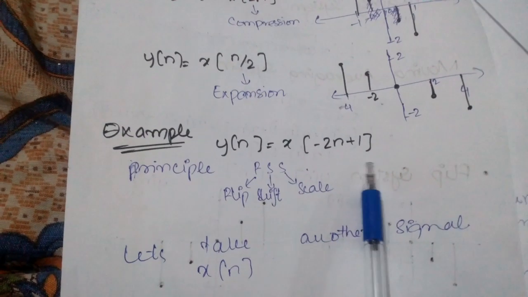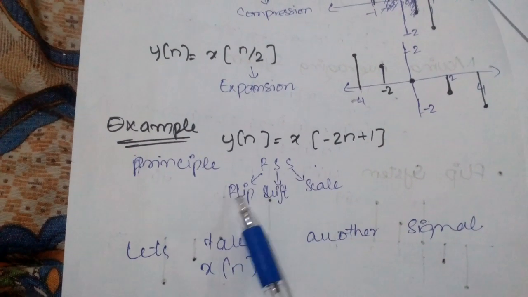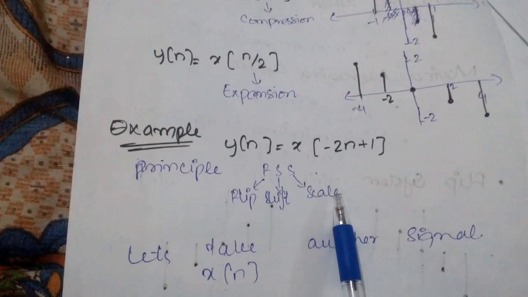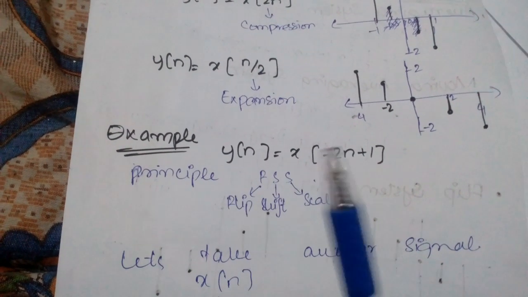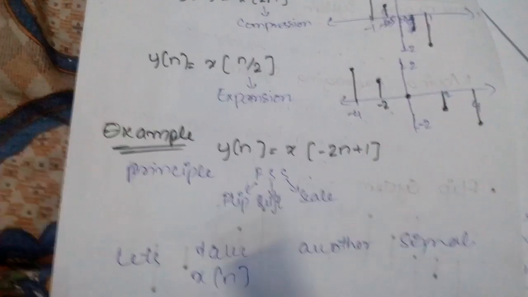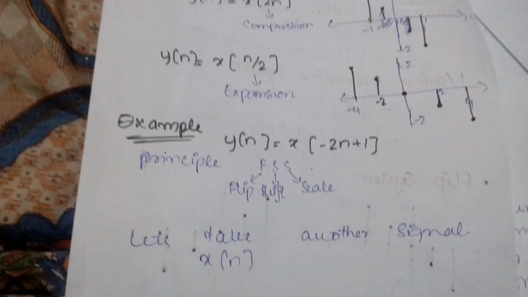Next example is y of n equals x of minus 2n plus 1. We will apply the principle FSS. F stands for flip, S for shift, and S for scale. And we must first flip the system, then shift, and then scale the system. Let's take another signal x of n.